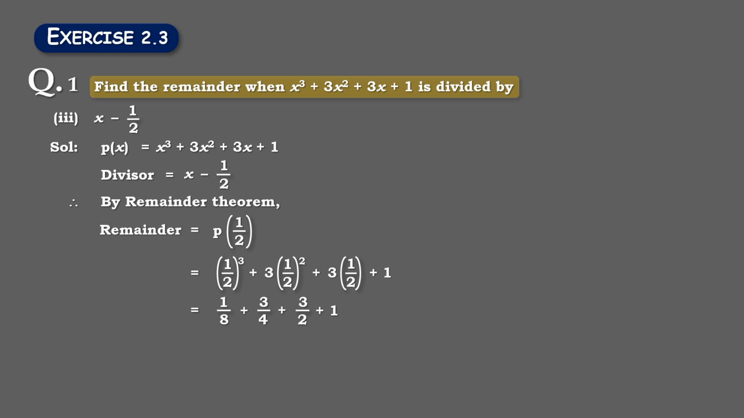Now convert all terms into fractions with denominator 8. 1 by 8 remains 1 by 8. 3 by 4 becomes 6 by 8. 3 by 2 becomes 12 by 8. And 1 becomes 8 by 8. Adding the numerators gives 1 plus 6 plus 12 plus 8, all divided by 8, which equals 27 by 8. Therefore, the remainder is 27 by 8.